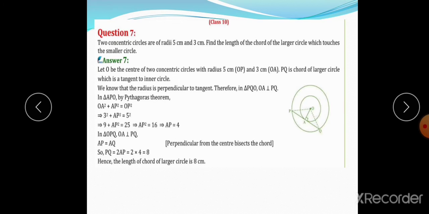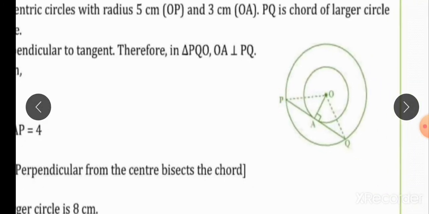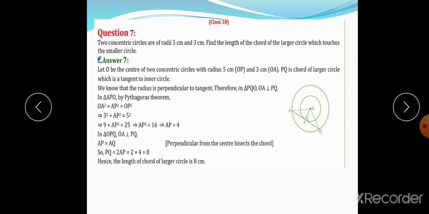Now join them. They are asking us to find the length of the chord. Finding the length of the chord means finding PQ of the larger circle. PQ is a chord of the larger circle and PQ is a tangent to the smaller circle. PQ is the tangent of the smaller circle, which touches the smaller circle.